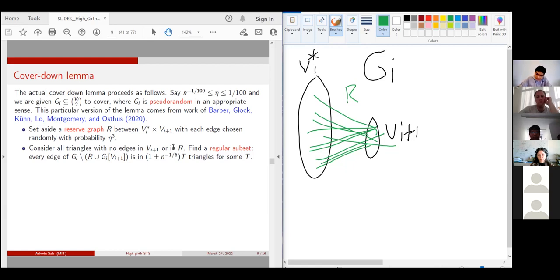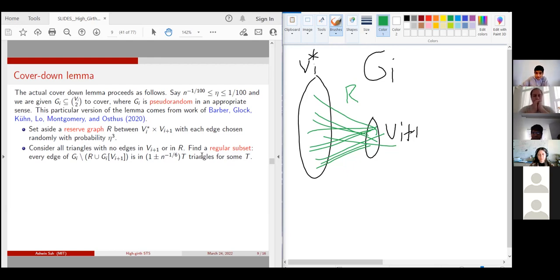But one of the novel things here is this idea that you can find this regular subset and use it as sort of a regularity boost in some sense. And so they call this regularity boosting. All right, and so what you do is you find a regular subset of triangles of this graph where each edge is in 1 ± let's say n to the negative 1/6 or something triangles times t triangles for some t, where this n to the negative 1/6 here, again, is completely independent of eta.